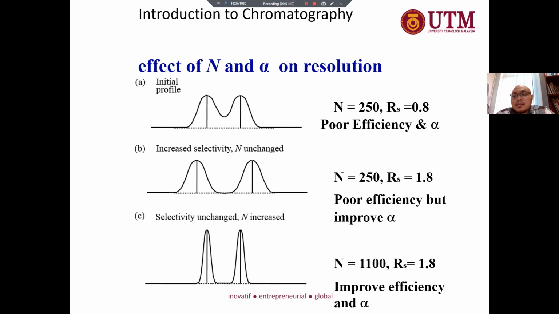The question can ask you about this. For example, please explain between all these chromatogram profiles. So you need to be able to discuss. For example, it gives you the chromatogram, the efficiency value, RS value, and alpha value. So you need to discuss accordingly, based on your understanding, like I have discussed before this.